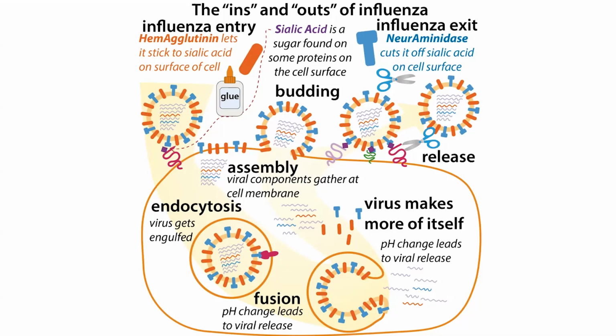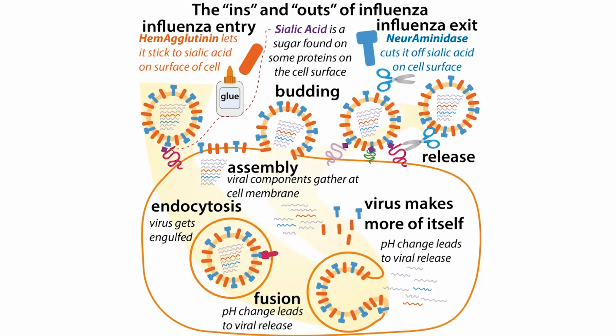Now, you want to make sure that you don't have too much of this, or else the virus is going to cut itself off before it can get into the cell. So there's typically like a 4-to-1 ratio of HA to NA, so that the virus has a better chance of sticking and getting in without getting cut off.